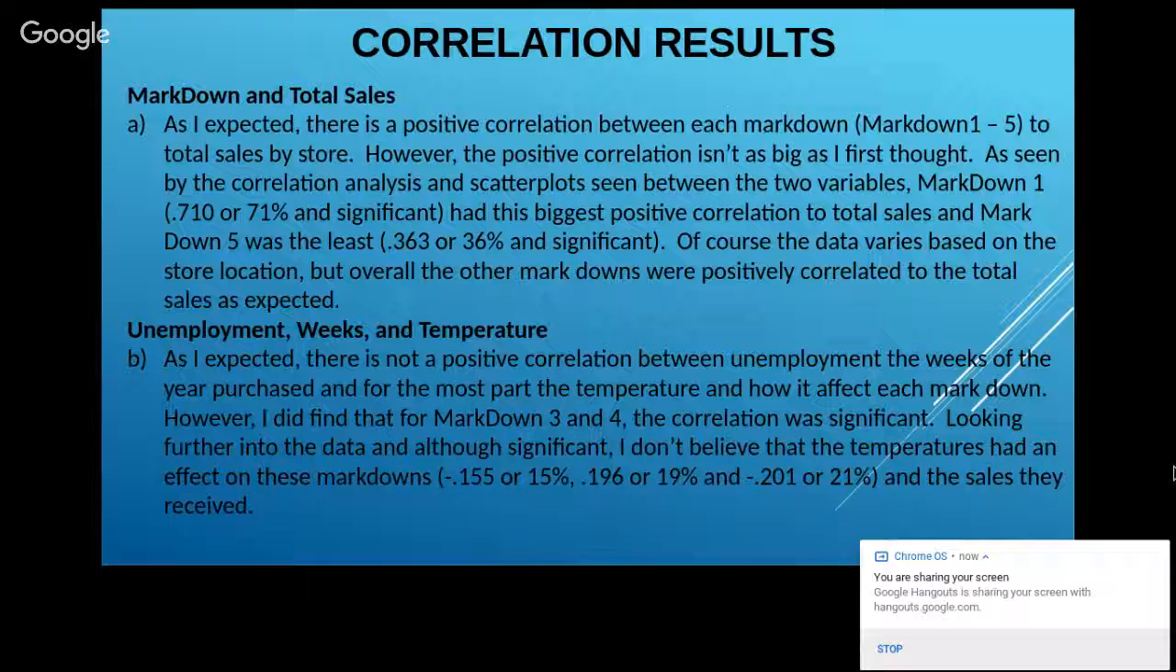Of course, this data varies based on the store location, but overall, the markdowns were positively correlated to the total sales as expected. Furthermore, as I expected for unemployment, weeks, and temperature, there is not a positive correlation between unemployment or any of these. However, I did find that for markdown 3 and 4, the correlation was significant. Looking further into the data, although significant, I don't believe that the temperatures had an effect on these markdowns: 15%, 19%, and 21% in the sales they received.